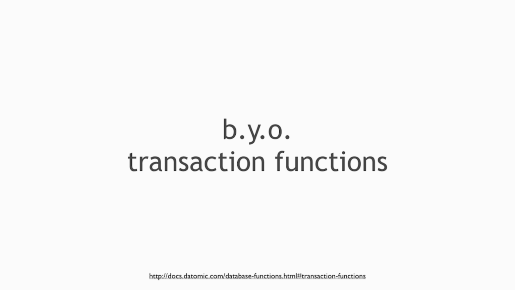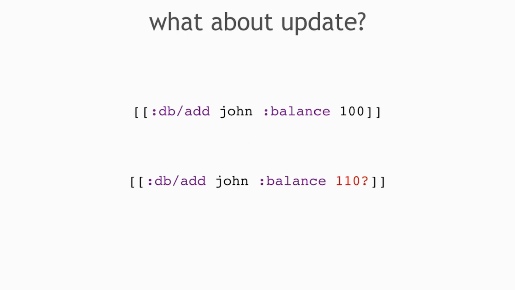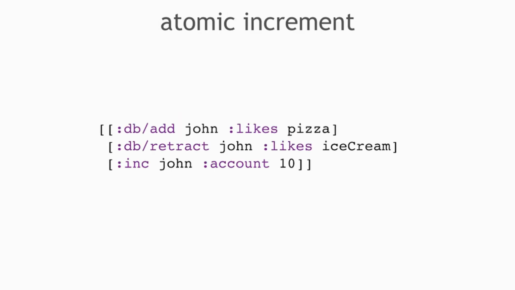And then they just have to expand. When you write one of these, it just has to expand from inc John balance 10 to db add John balance 110. Well, how does it figure out balance 110? It's able to look in the database because it has access to the database at the time of the transaction. So it can say, I want to look up inc, return that function. That function then is going to get called with a database value. It's going to be able to look into the database value, look at its arguments, John account 10. It's going to be able to see that the current value is 100, and then the job of a transaction function is just to emit more data.